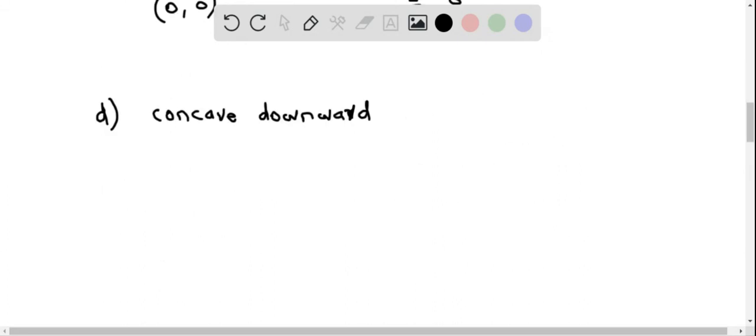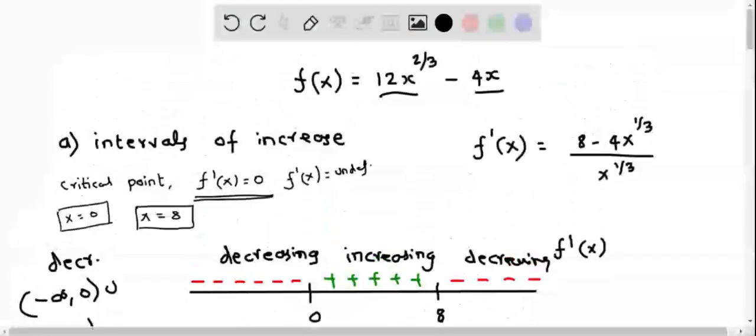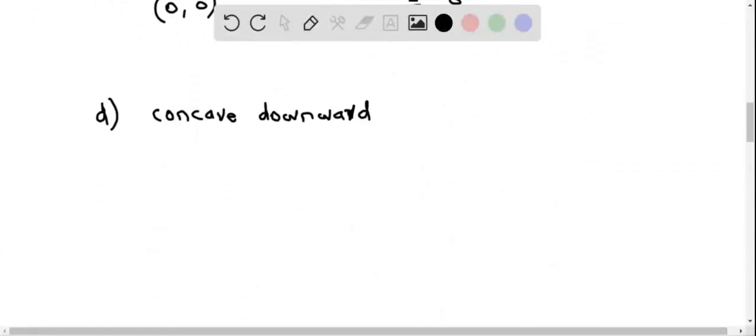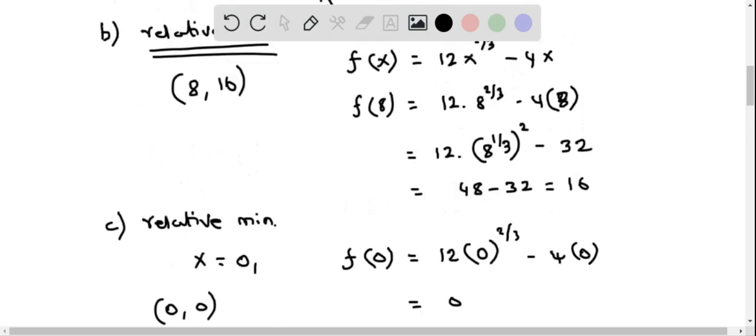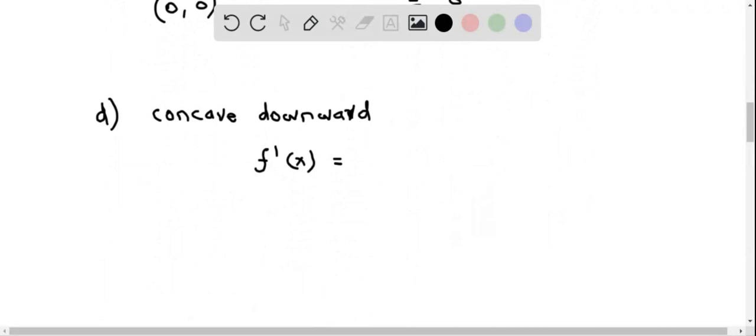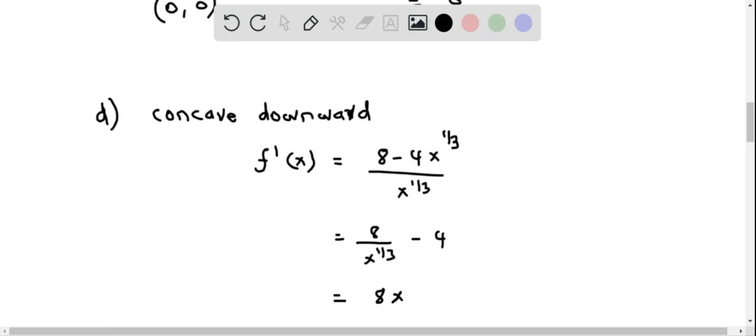Let's answer part D. Here we determine the concave downward interval. For this, we should find the second derivative and set it equal to 0 or find where it is undefined. So let's consider the first derivative function, f prime of x, and this equals 8 minus 4x to the power 1/3, divided by x to the power 1/3. And so we can write this as 8 by x to the power 1/3 minus 4, or otherwise we can write this as 8x to the power negative 1/3 minus 4.